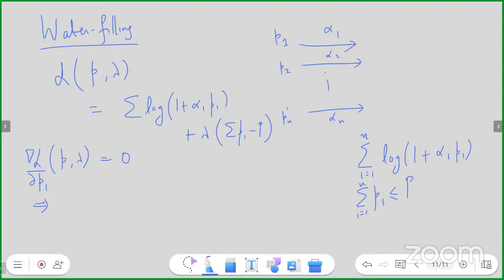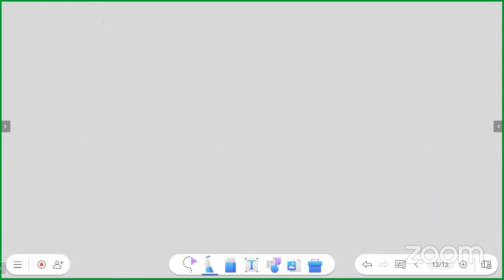All right. So this will give you 1 over 1 plus alpha I times alpha I and a plus lambda equal to 0. Right? So for each pi, I'm going to get the same condition. And what is the constraint on pi's? Using that, I'm going to solve for it. So lambda is equal to minus of alpha I over 1 plus alpha I pi for all alpha.